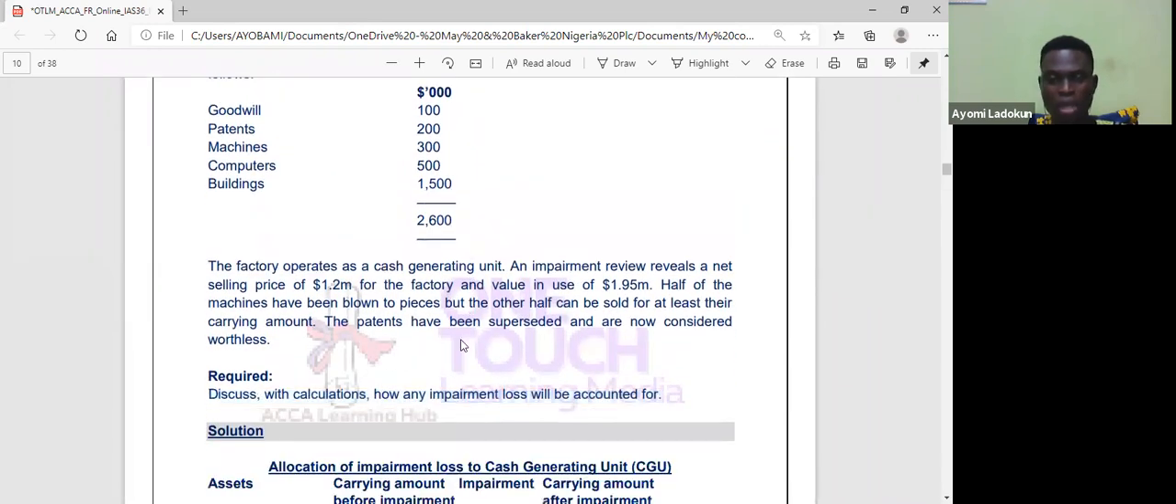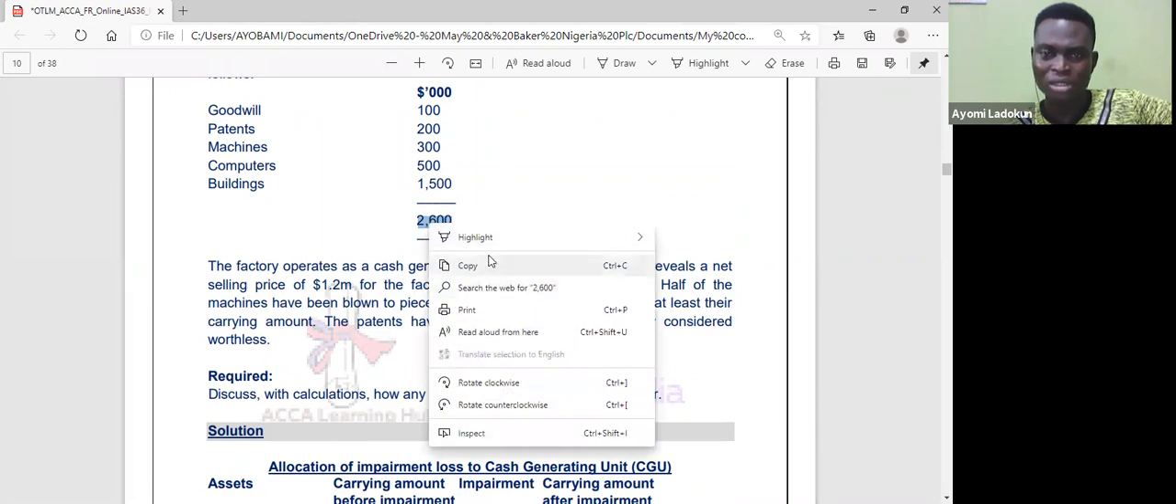Okay, so what do we do here? I draw my table again. After drawing my table, what do I do? I remember my procedure: impair obviously impaired assets. Then I ask a question: where is my obviously impaired asset? But before then, how much am I going to allocate? I look at the carrying amount. He said the carrying amount is 2.6.